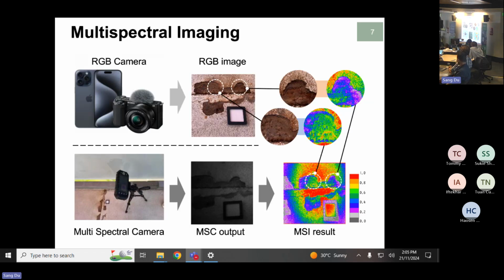This is the procedure of taking pictures and the analysis. The multispectral camera gives only grayscale images, so I need to use an RGB camera, just an iPhone or any other camera, to take an RGB image and also a multispectral camera image to compare both of them. As seen at the top right, when we check the RGB images, we cannot see big differences. But in the multispectral imaging result, it looks different.